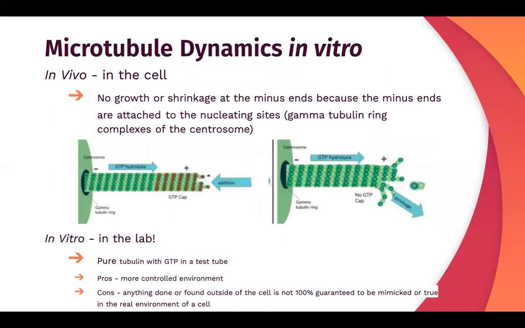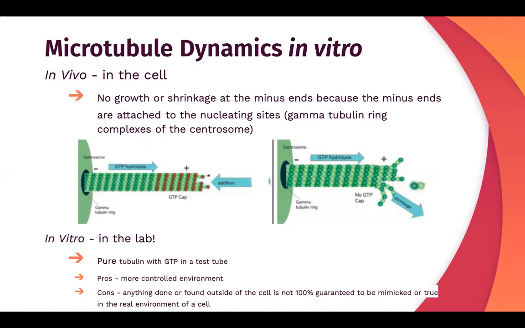So this is now in vitro, which means in the lab. Well, in vivo in the cell, no shrinkage at the minus end or growth or shrinkage, like I said. So we have, in the case of humans, gamma tubulin ring complexes in the centrosome. And you can see that in this picture. But in vitro, we can throw pure tubulin with GTP in a test tube.